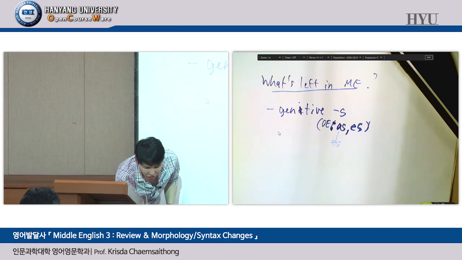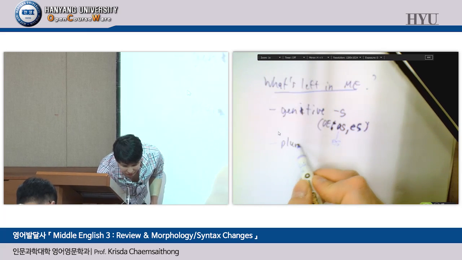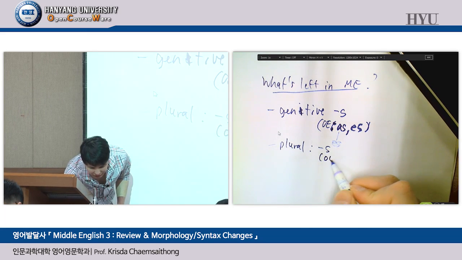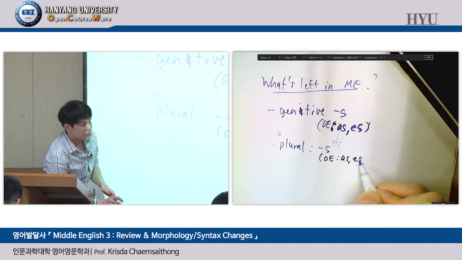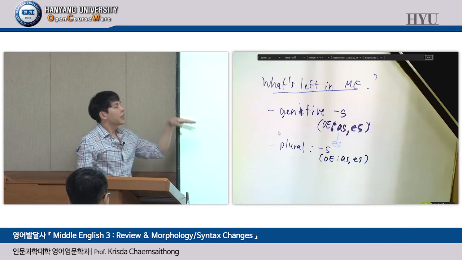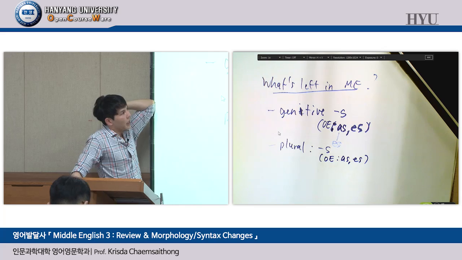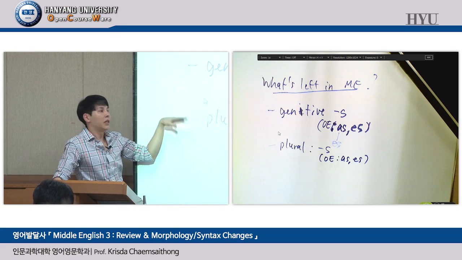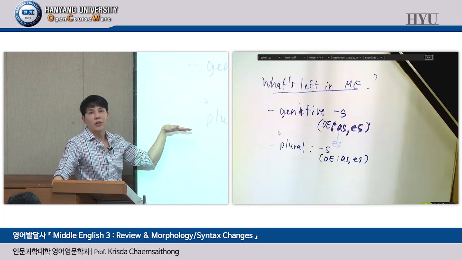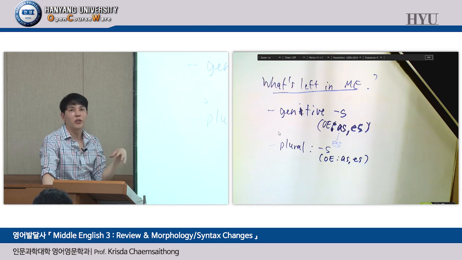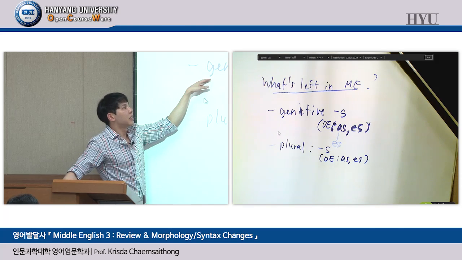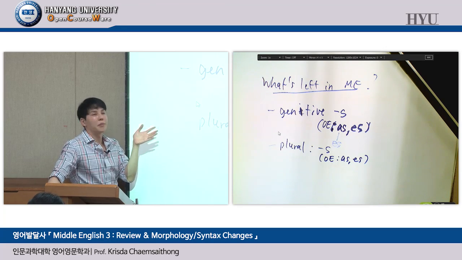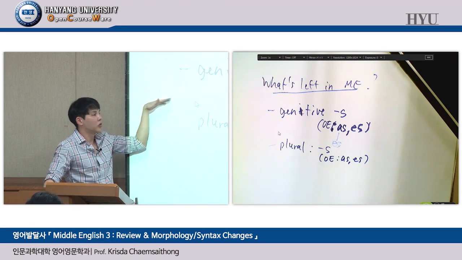And then the plural remains, right? So plural S, again from Old English AS or ES. I guess the reason why they remained is that these are important distinctions to make. Singular and plural is important, because otherwise you wouldn't know whether it's one or many. And the genitive is also important because it tells you who is the possessor of the noun. So these two remain, right?